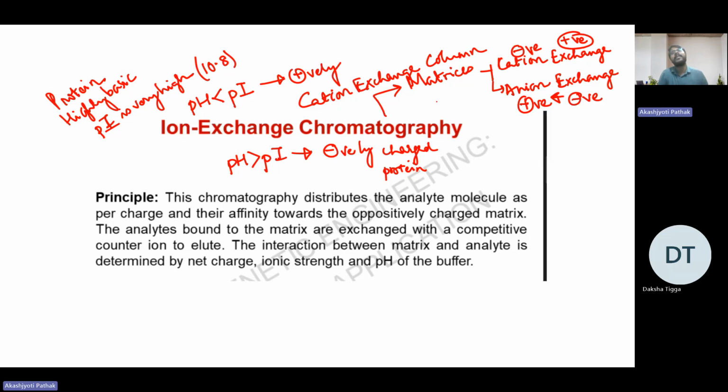Or for example, you are trying to purify a very acidic protein, whose pI is very low. Then what can you use? Then you can use an anion exchange column, because the physiological pH buffers that we normally use in the laboratory, PBS buffer or Tris buffer, have a pH around 7 to 7.5. At this pH, an acidic protein will be negatively charged, so you can use the anion exchange chromatography column. But if your protein is highly basic, then it will be positively charged and you can use a cation exchange chromatography column.